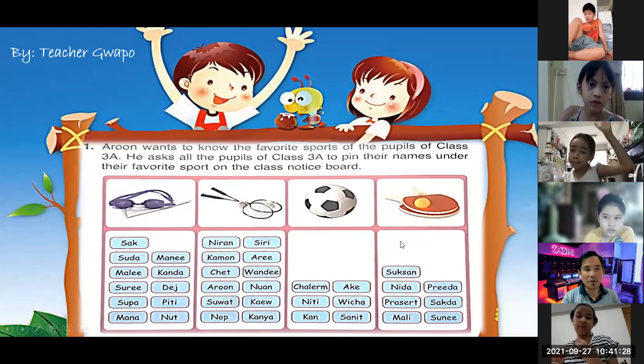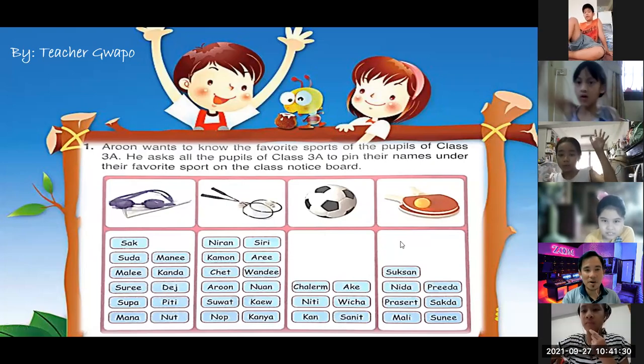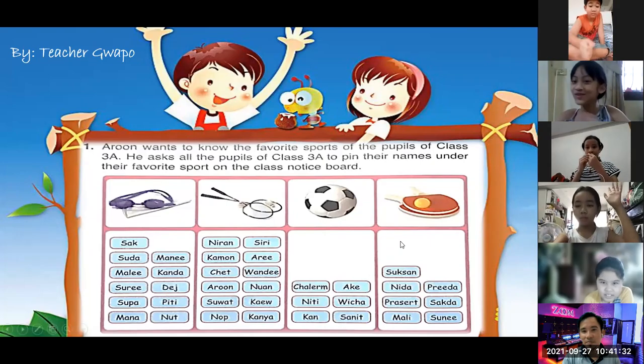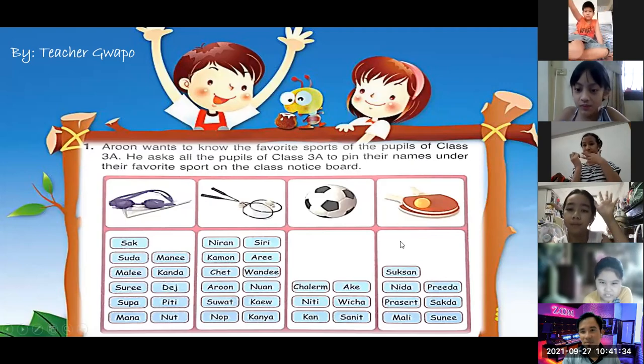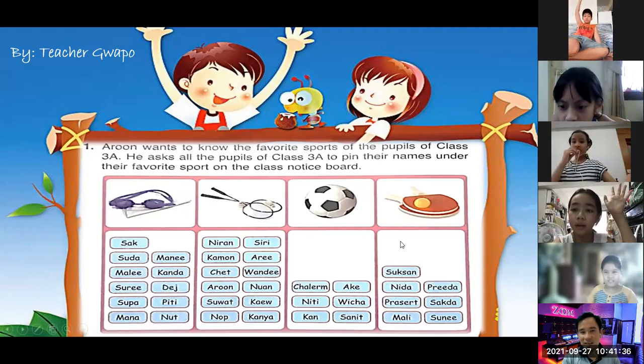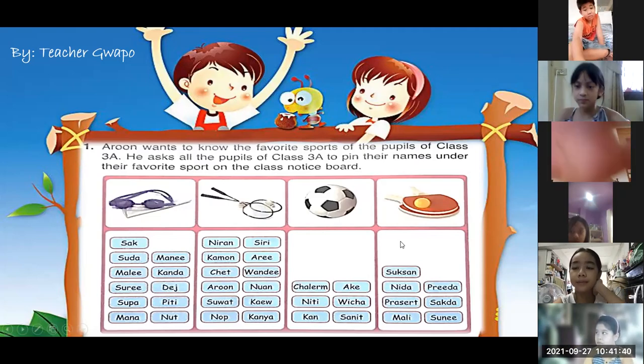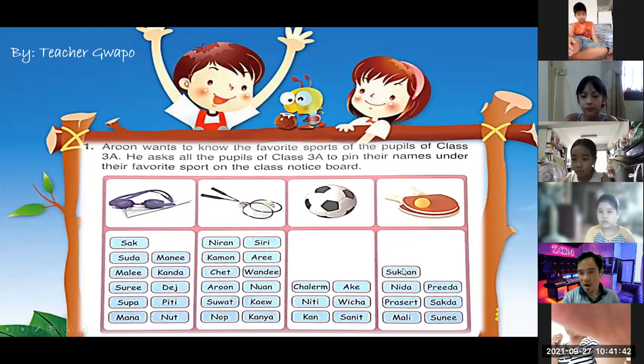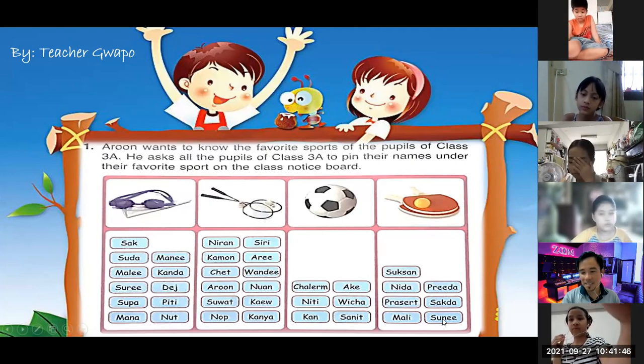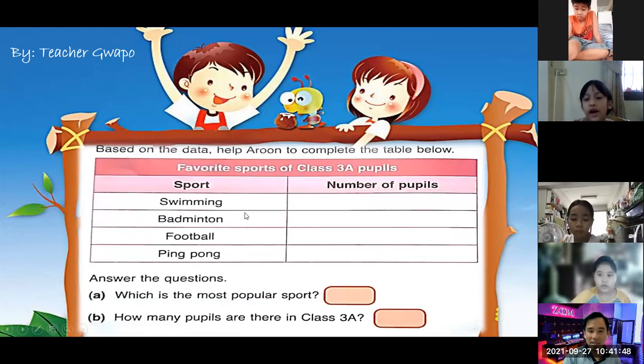How about ping pong? How many pupils like ping pong? Seven. Seven pupils like ping pong. 1, 2, 3, 4, 5, 6, 7. Very good. Now here, let us answer this one.